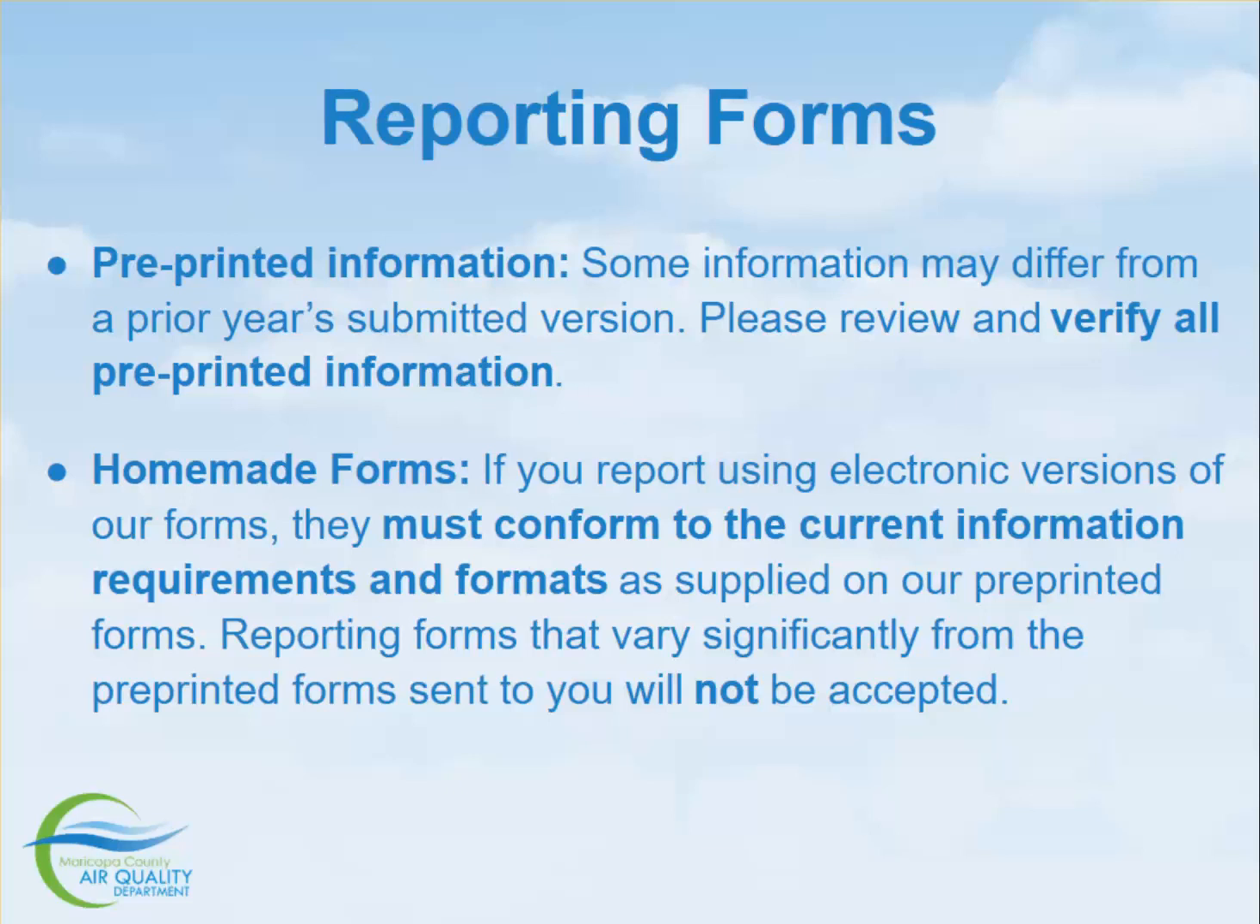Once you have acquired emission calculation factors, review the reporting forms. Facilities that have reported before should come with pre-printed information on the forms. Some current year information may differ from what was submitted in a prior year. Please review and verify all pre-printed information, correcting any errors as needed. This includes adding new processes, removed equipment, as well as new contact information.